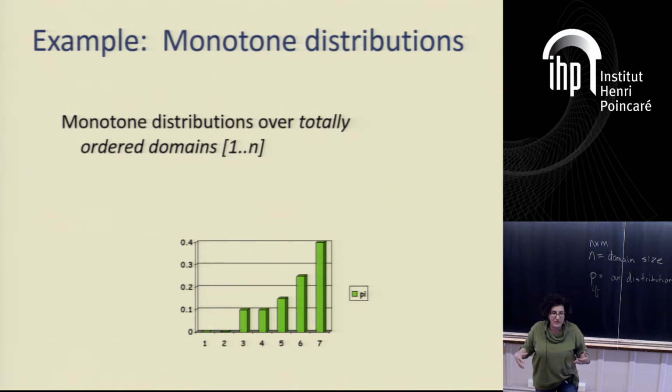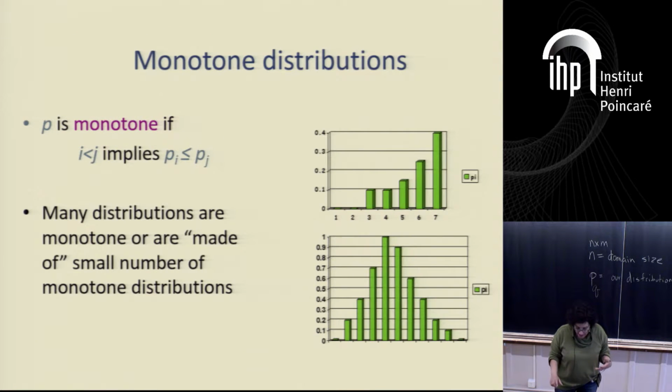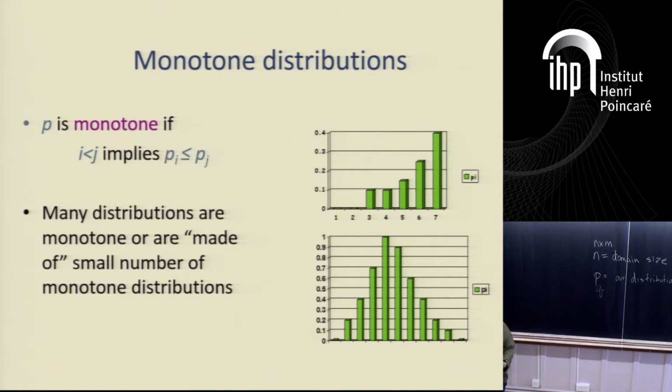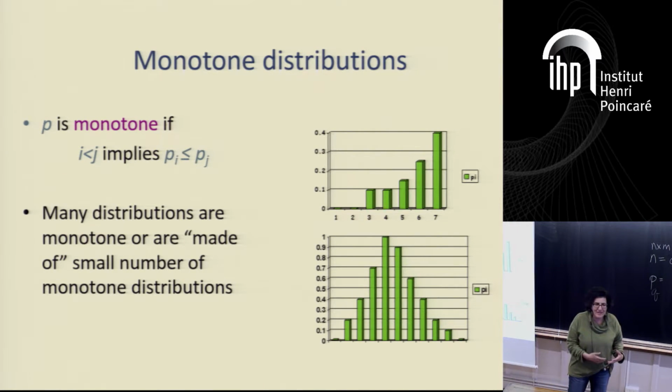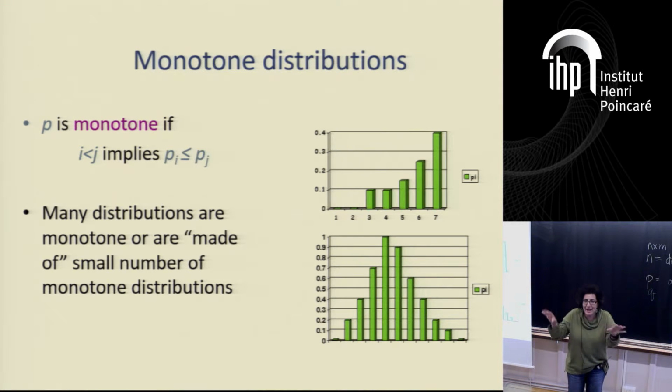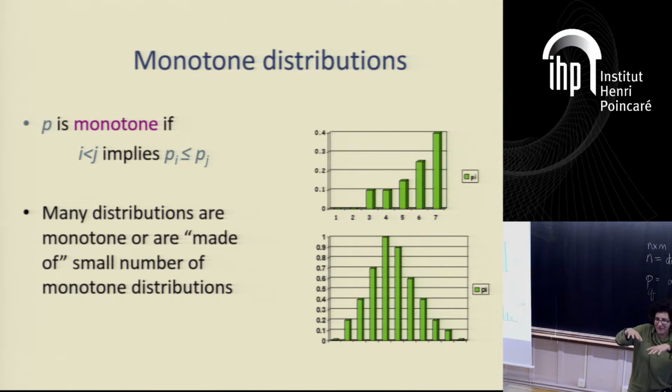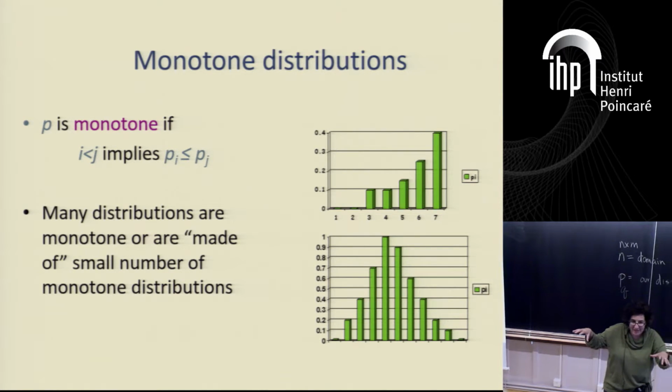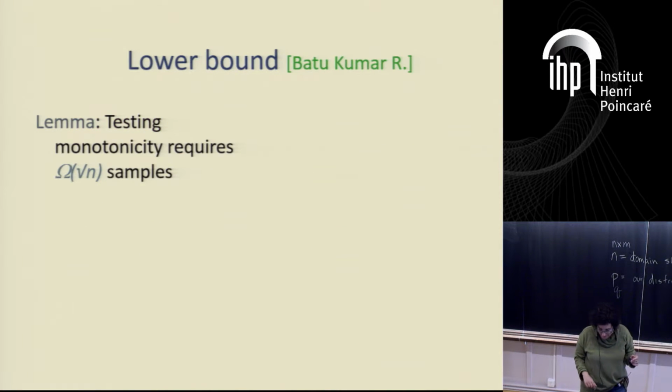We're assuming some kind of total ordering over the domain. They're kind of interesting to look at. In the beginning, when we looked at monotone distributions, people were like, why are you looking at monotone distributions? But it turns out that monotone k-modal distributions and monotone distributions, many types of classes of distributions can be described as being broken up into various monotone parts. Okay, so that's why they're interesting.